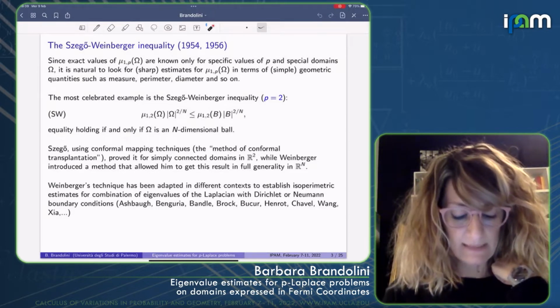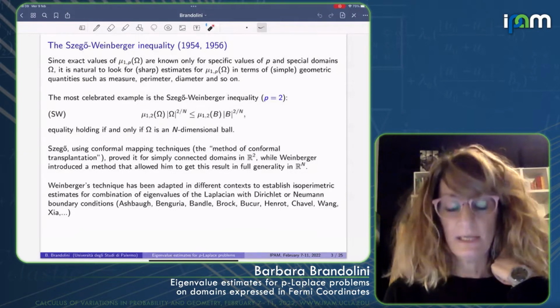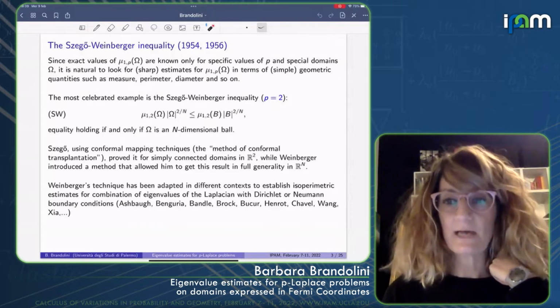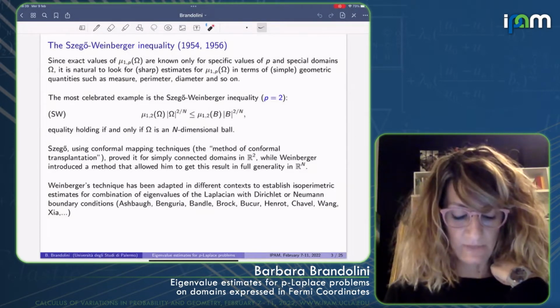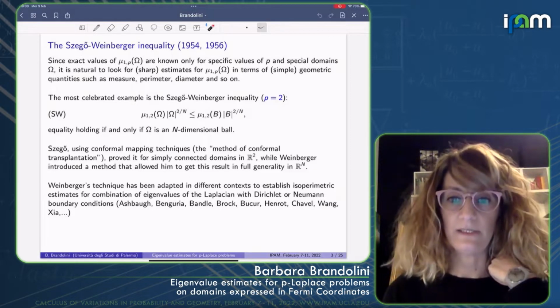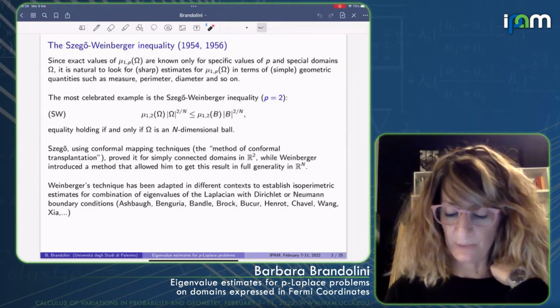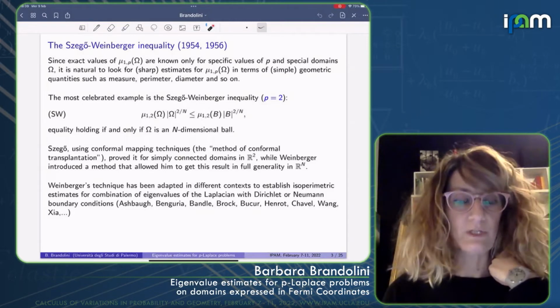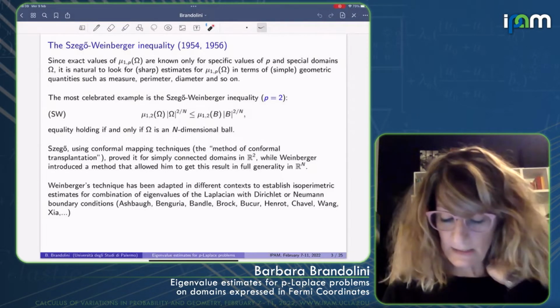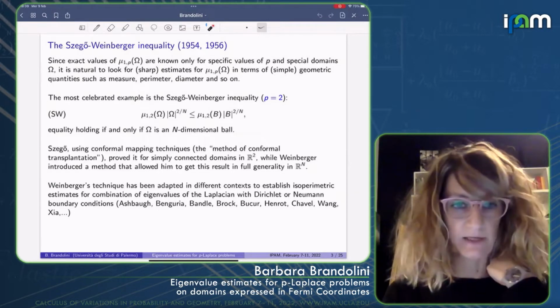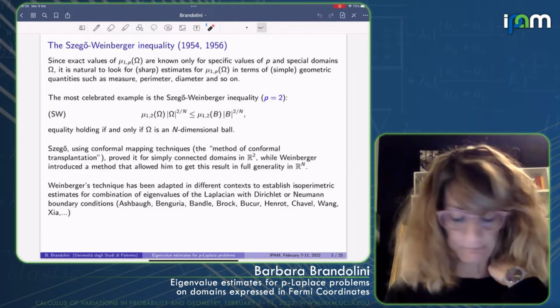And Weinberger's technique has also the advantage that it has been adapted in very different contexts to establish isoperimetric estimates for eigenvalues of linear and nonlinear operators, also combinations of eigenvalues of the Laplacian with Dirichlet or Neumann boundary conditions. And here you can see just a short list of many authors that in the last decades have been inspired by these kinds of arguments.